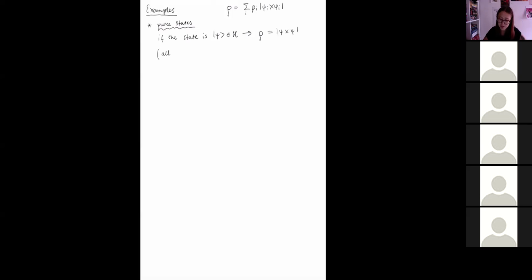And such states are called pure. And all other density matrices are called mixed. So essentially, if the density matrix is mixed, then it means that it cannot be described as just one quantum state prepared with probability 1. So it's always a mix of several quantum states with a certain probability distribution over them.